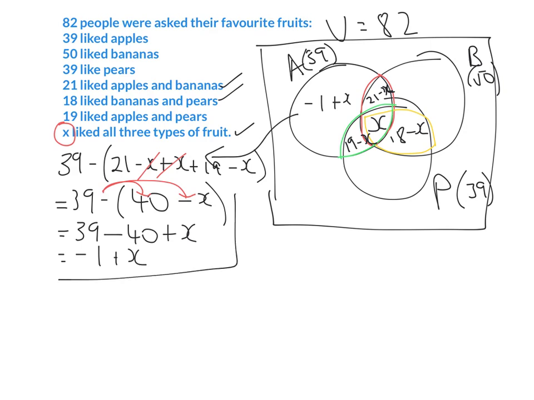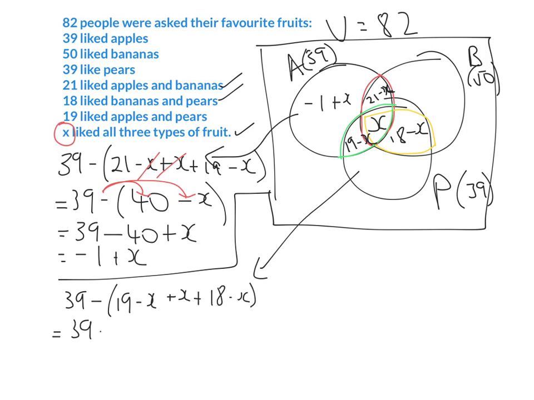Next of all, we're going to look at my pear circle. So that's going to be, again, 39 minus everything in the pear circle. So 19 minus x plus 18 minus x. Therefore, that's going to be 39 minus 19 plus 18, which gives you 37. The minus x and the plus x are going to cancel, so you're left with just a minus x. That minus on the outside hits off everything inside. So 39 minus 37 plus x. So therefore that's going to be 2 plus x. So that can go in here.